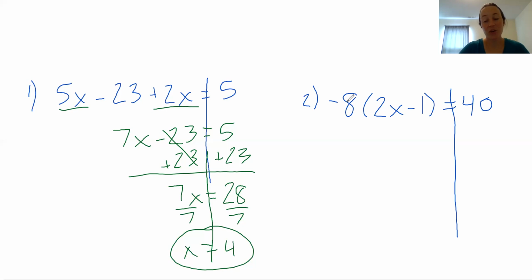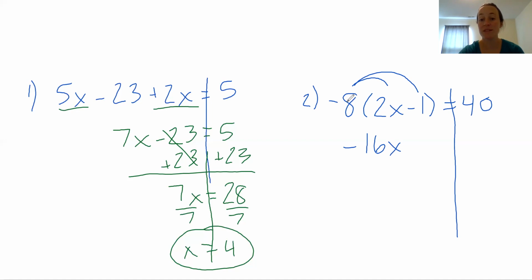Yes, I can hear your brains. We've got a number outside parentheses. Let's do that distributive property and simplify it. So I'm going to multiply here. I'm going to multiply here. Negative 8 times 2x is negative 16x. Negative 8 times, is this a positive one or a negative one?